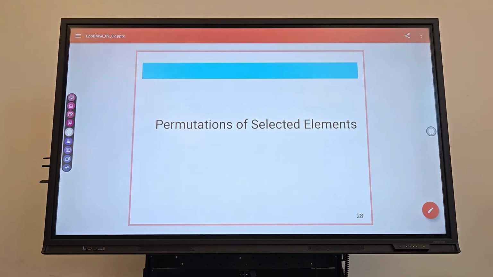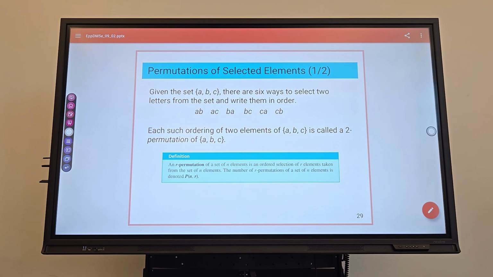Permutations of selected elements. Given the set A, B, C, there are 6 ways to select 2 letters from the set and write them in order. Each such ordering of 2 elements of A, B, and C is called a 2-permutation of A, B, and C. So the definition: an r-permutation of a set of n elements is an ordered selection of r elements taken from the set of n elements. The number of r-permutations of a set of n elements is denoted by P of n and r.